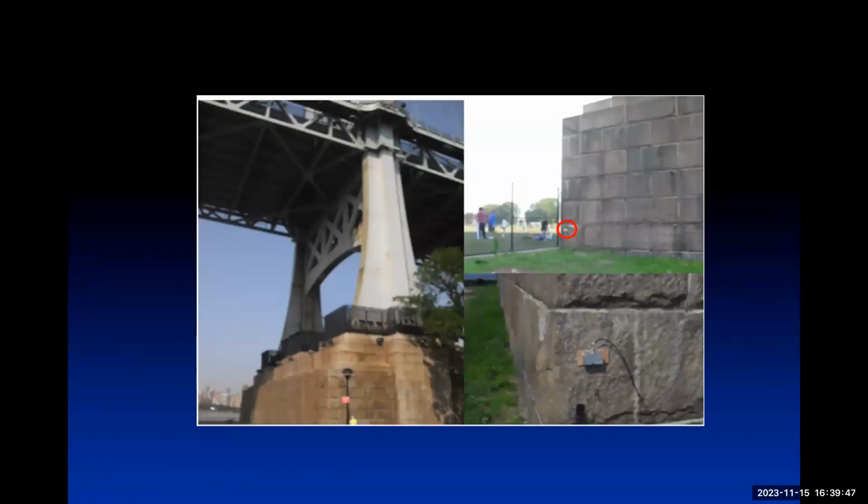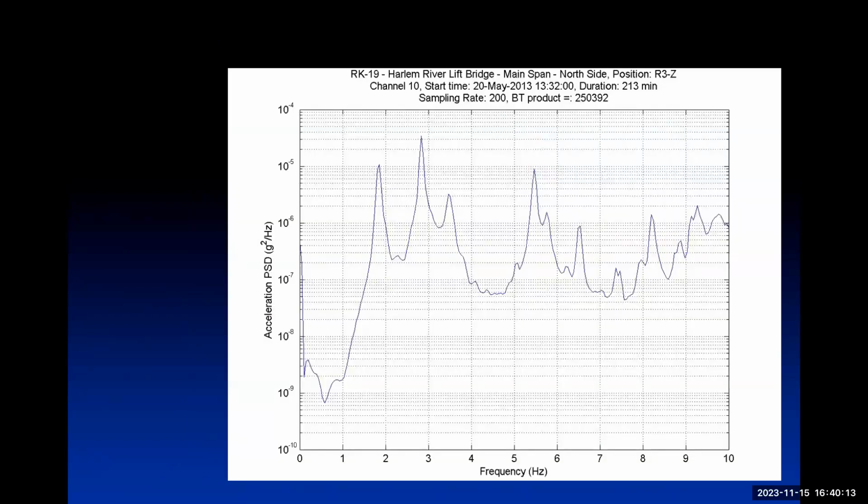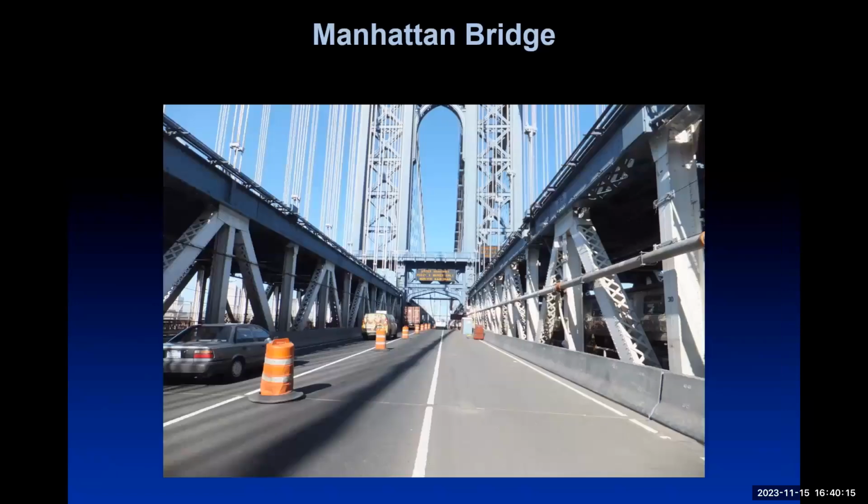We were also able to measure the vertical response of the towers, and we can do that by using an accelerometer again and seeing what the structure and the ground, forming a continuous system, actually do. And then the Bronx Kill Bridge, and we were able to look at what the response of that was.